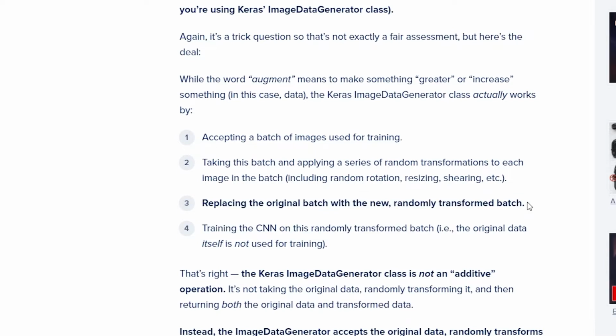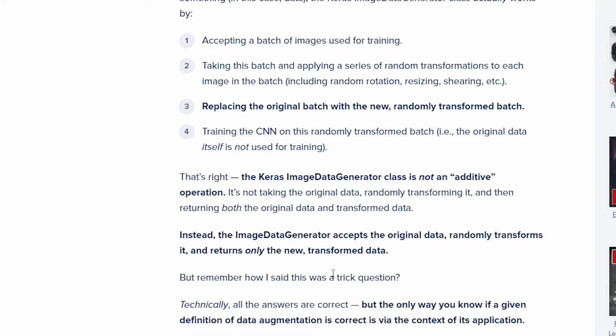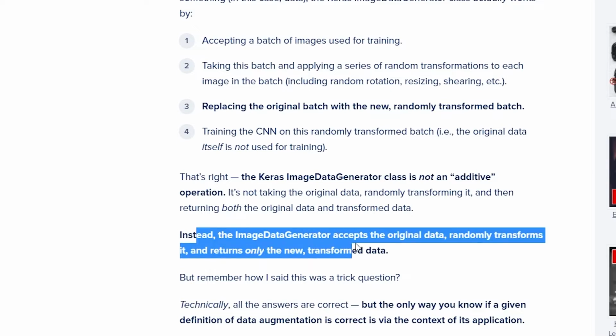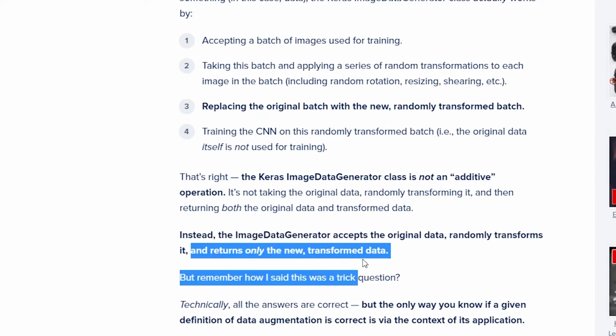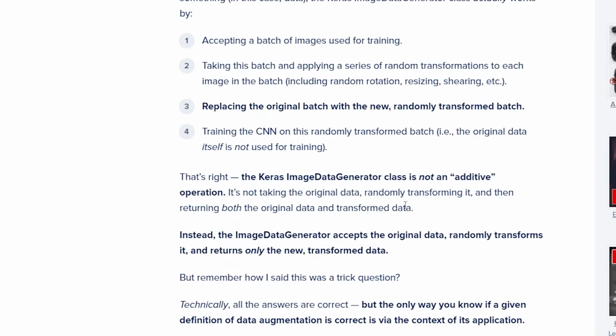So data augmentation does transformation, and he says that the Keras image data generator class that I told you about is not an additive operation. It is not going to increase your data, it is going to transform your data. So that data transformation does make sense. I'll show you with an example. Instead, the image data generator accepts the original data, randomly transforms it, and only returns the new transformed data. So this transformation of the data is known as data augmentation.